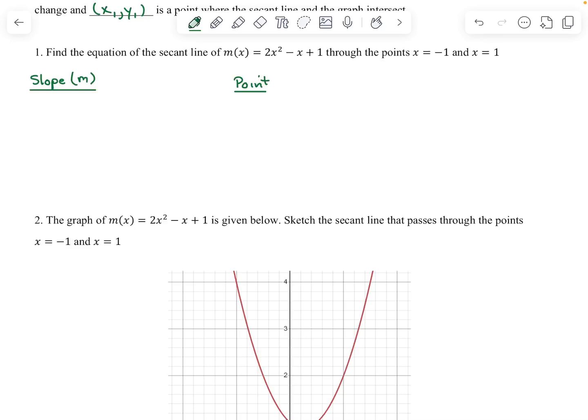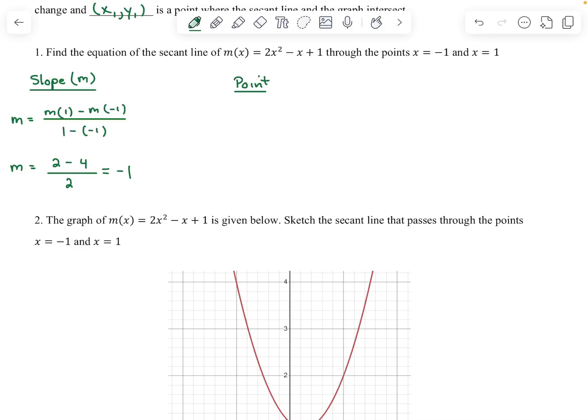The slope is the average rate of change of m of x between the points x is equal to -1 and x is equal to 1. So the slope m is equal to m of 1 minus m of -1, all divided by 1 minus -1. You can use Decimus to evaluate m of 1 and m of -1, and when you do, you will get m is equal to 2 minus 4 divided by 2, which is equal to -1.